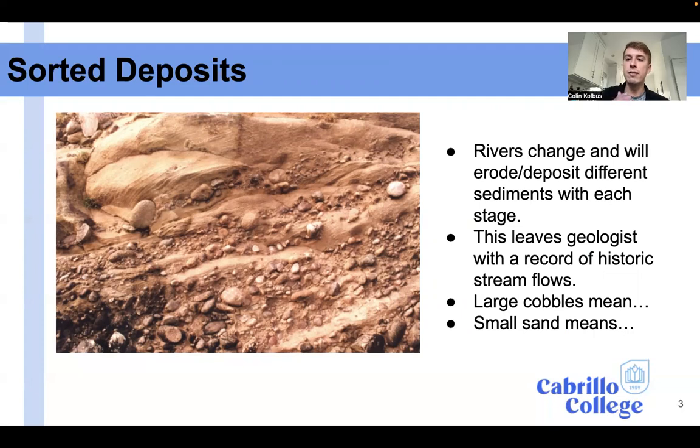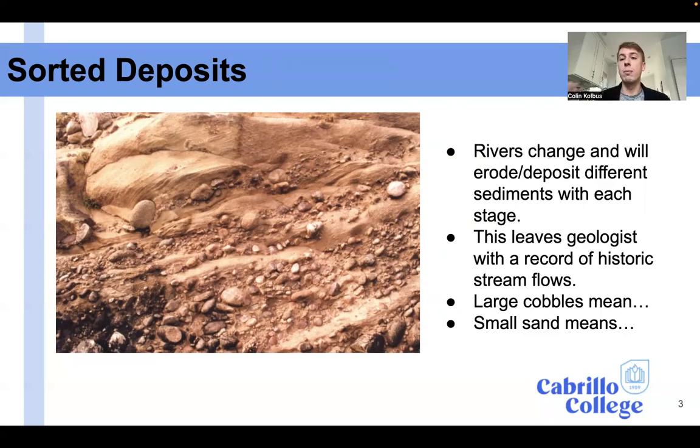If you're flowing really fast, you're going to erode all of your lighter sediments away, and that's only going to leave these large cobbles that you can see here stuck in the sedimentary layers. This leaves geologists with a record of historic stream flows over long periods of time. Large cobbles means that the river was flowing very quickly at that time. Small sand means it was flowing a lot slower. It was a lot lighter flow period.